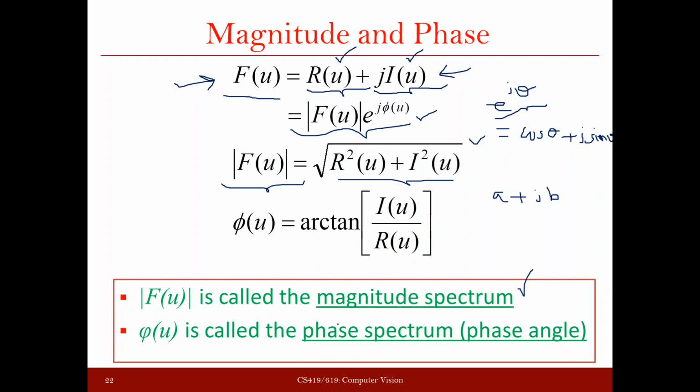Okay. And similarly, as you define the angle for any complex quantity, you use the same formula. So then you get the phase information, which is nothing but tan inverse of I(u) by R(u). Whatever you get from here is called the phase spectrum or phase angle, because from here you are going to get an angle. Given I(u) and R(u), if you take the tan inverse of that, you will get an angle. That angle is called the phase angle, or here we also call it the phase spectrum.